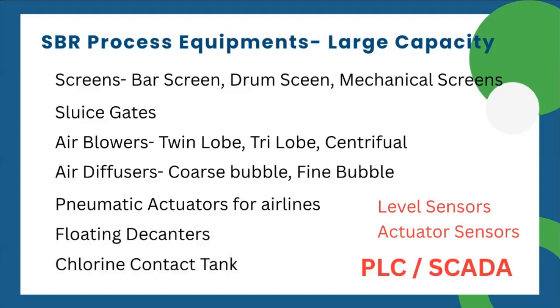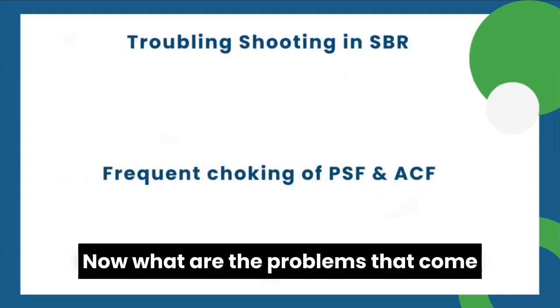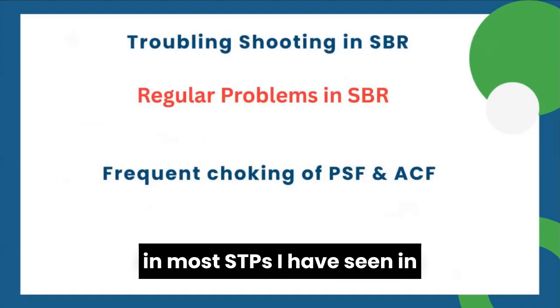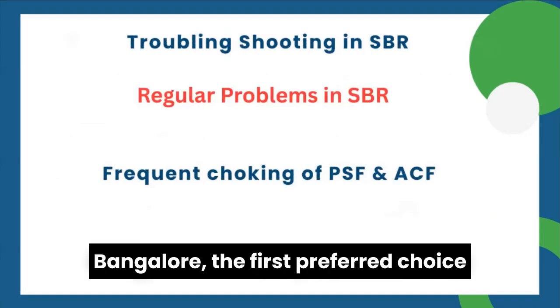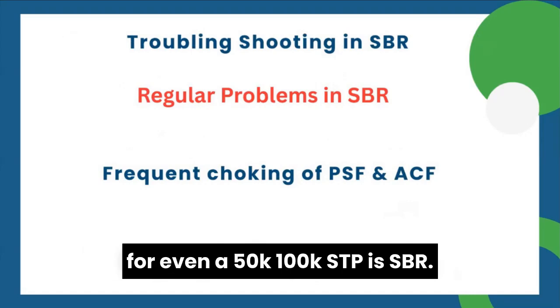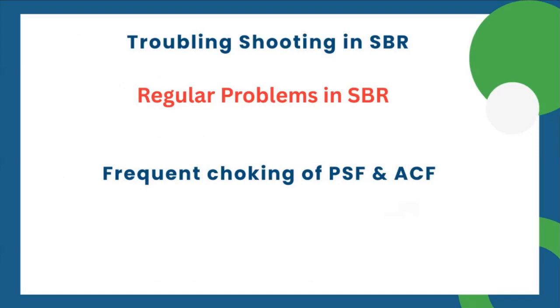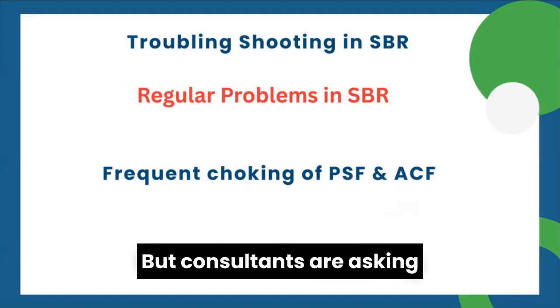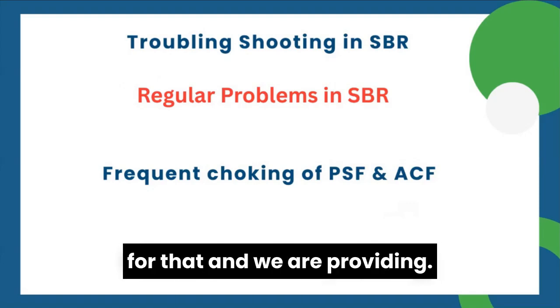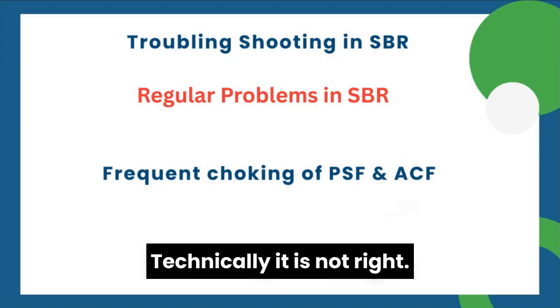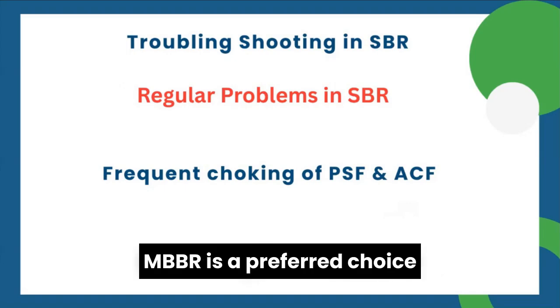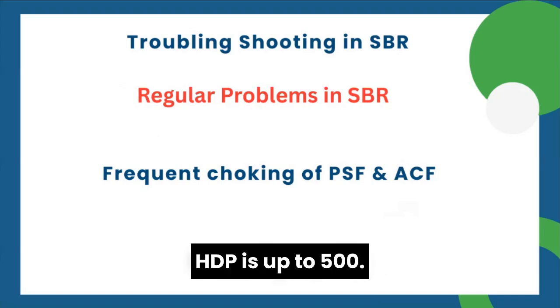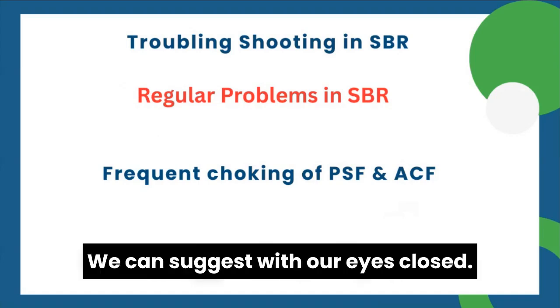All right. Okay. Now, what are the problems that come in most STPs? I have seen in Bangalore, the first preferred choice for even a 50 KL, 100 KL STP is SBR. Actually, SBR is not suitable for such small capacities, but consultants are asking for that, customers are asking for that, and we are providing. Okay, technically it is not right. MBBR is the preferred choice for small capacity STPs up to 500. We can suggest it with our eyes closed.